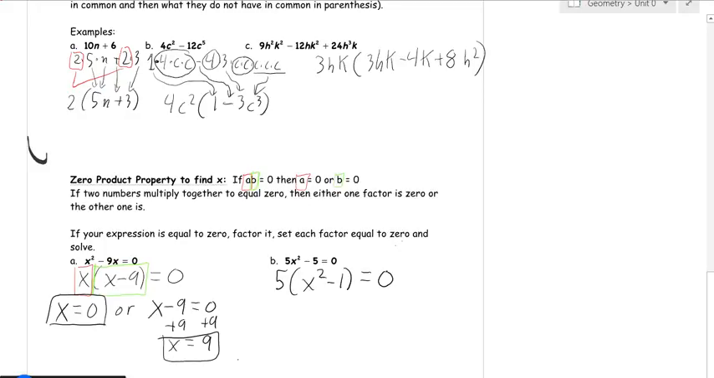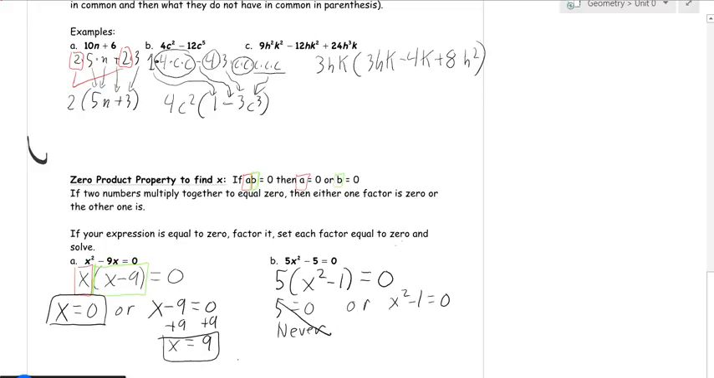But x squared minus 1 is a little tougher to do. There's a couple things we could do here. We're going to use our zero product property to say 5 equals 0, or x squared minus 1 equals 0. Does 5 ever equal 0? No. 5 and 0 are not equal. It does not give us a solution.